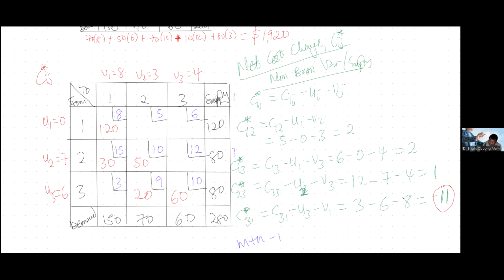Let's go to X13. So the X13, we allocate this region positively, right? Using the stepping stone, we allocate this positively, and that means we have disbalanced the system, so we have to allocate a negative value here. To balance the system, we have to allocate a positive value here. Then we come down, a negative value here, and we are back with a closed loop, right?